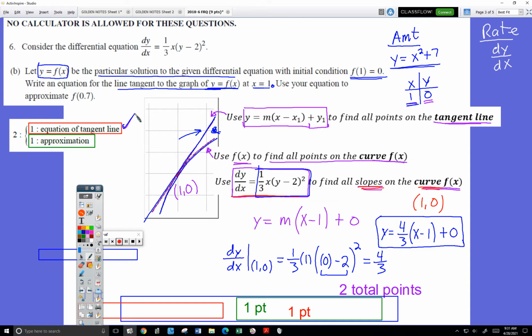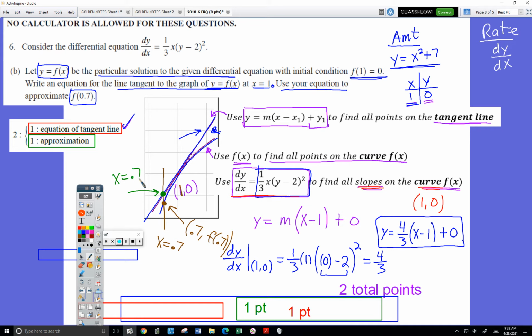Then it says, use my equation to approximate f of 0.7. So that's the idea that if this is x equal 1, we might think of this as being x equal 0.7. So right here, this would be f of 0.7. That spot would be an x-coordinate of 0.7 and a y-coordinate of f of 0.7. We approximate that y-coordinate by computing this y-coordinate, which is exactly at the same x-coordinate.